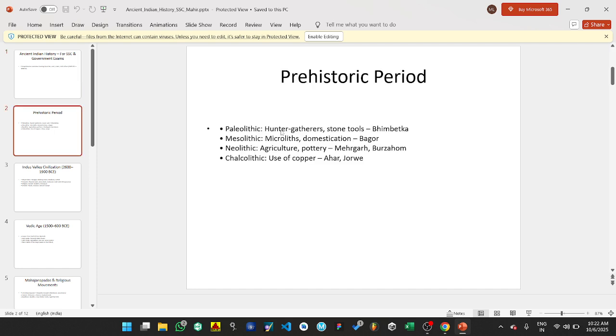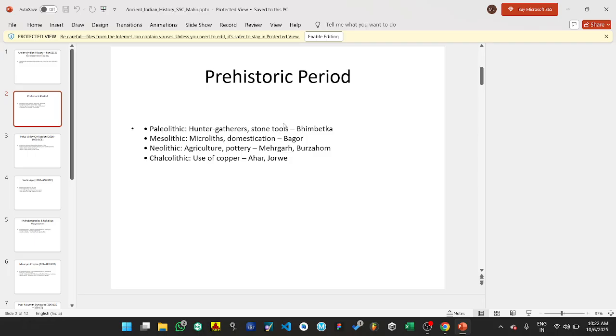So, firstly, the prehistoric period. We start with prehistoric India, the time before written records. In the Paleolithic age, early humans were hunter-gatherers. Bhimbetka is a famous site. Then came the Mesolithic, with smaller stone tools, and domestication began. In the Neolithic, agriculture started. Sites like Mehrgarh and Burzahom saw early farming. Finally, the Chalcolithic, the first use of copper, and rural settlement at Ahar and Jorwe.